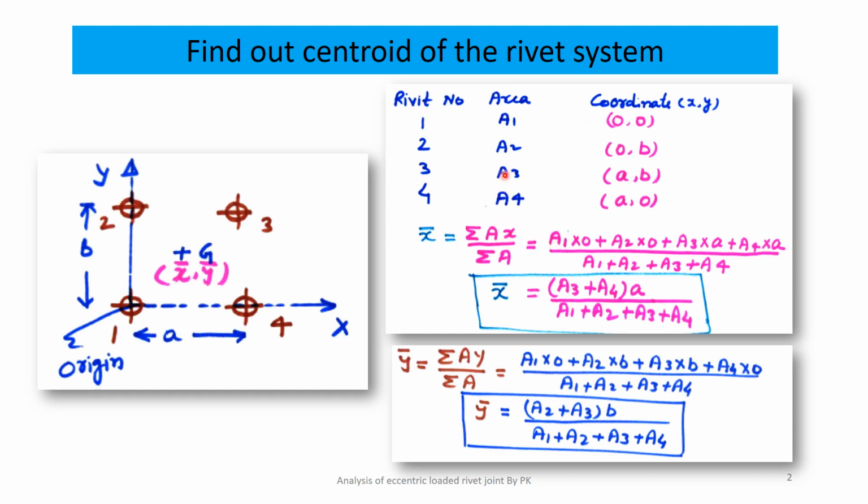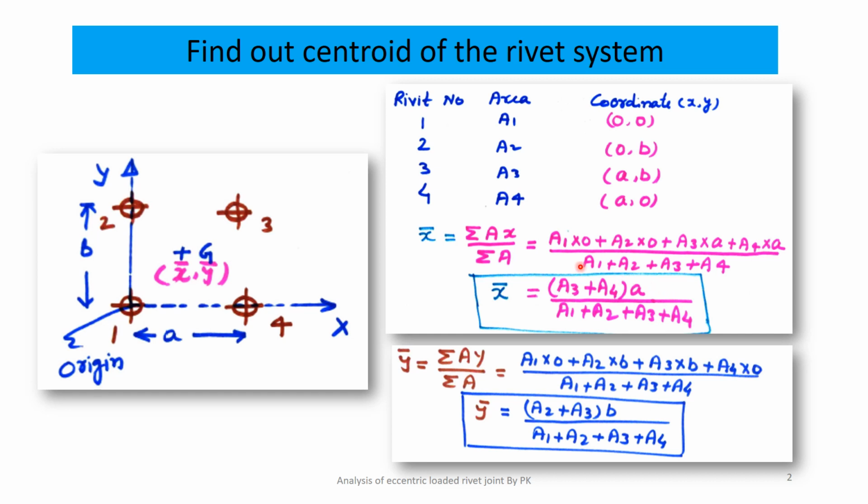First of all, the area is A1 and its x coordinate is 0, so A1 into 0. Second, the area of the second rivet is A2, so A2 into 0. Then A3 into a, the third rivet, and similarly A4 into a. So we multiply the area with the x coordinate, do the summation, and divide by the total area. Total area is A1 plus A2 plus A3 plus A4. From here we can take a common, so this is a times A3 plus A4 divided by A1 plus A2 plus A3 plus A4.